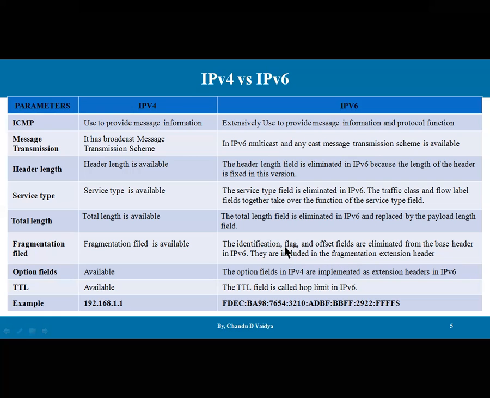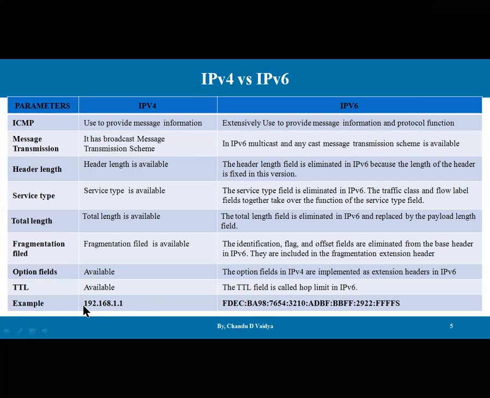It is not included in the base header format because it is decided by the source itself, so it is possible to add additional information in extension headers. But in IP version 4, it is a mandatory, compulsory field. Then optional fields in IP version 4 are implemented as extension headers in IP version 6. Then TTL, time to live, is available, and in IP version 6 the TTL field is called hop limit. So the TTL field is replaced with the hop limit.